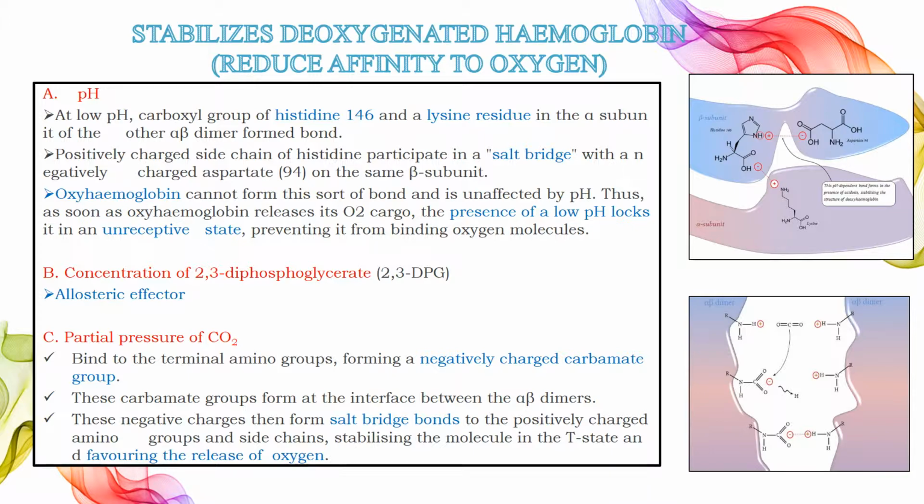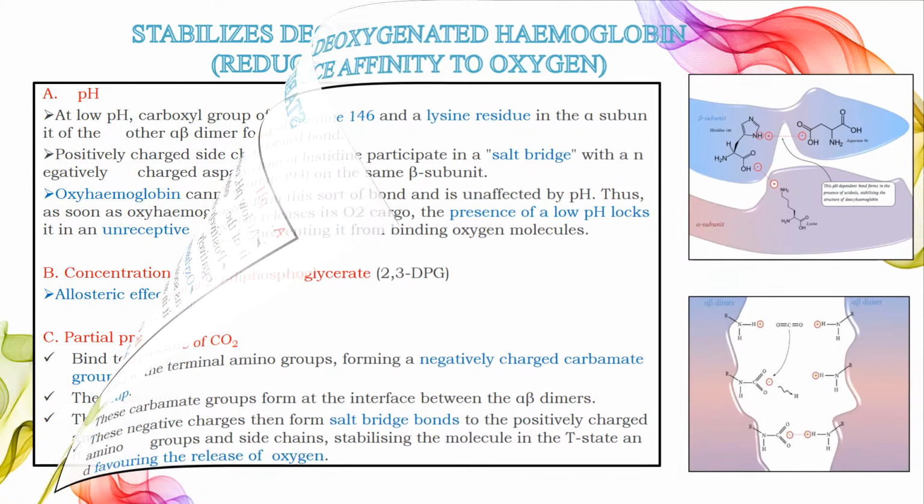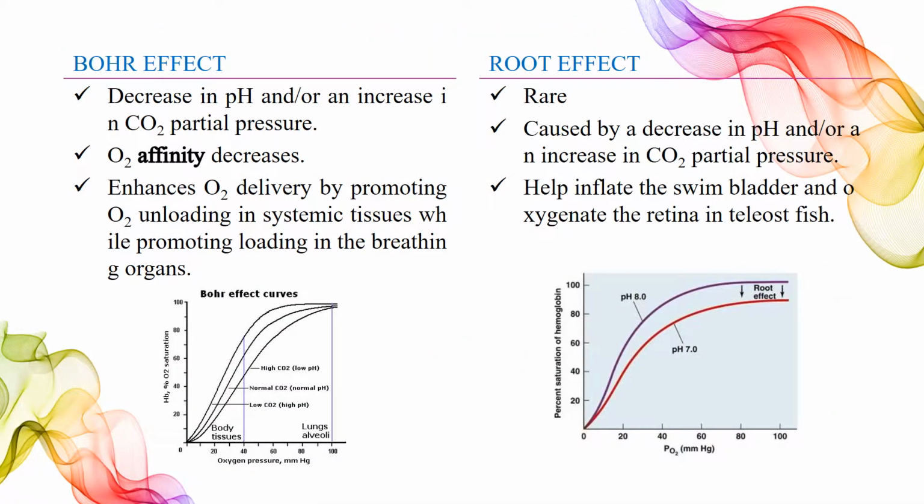This carbamate group forms at the interface between the alpha-beta dimers, and this negative charge then forms a bridge bond to the positively charged amino groups and side chains, stabilizing the molecule in the T state and favoring the release of oxygen. The Bohr effect and root effect are caused by the decrease in pH and or an increase in the carbon dioxide partial pressure, and this results in the oxygen affinity decreasing.